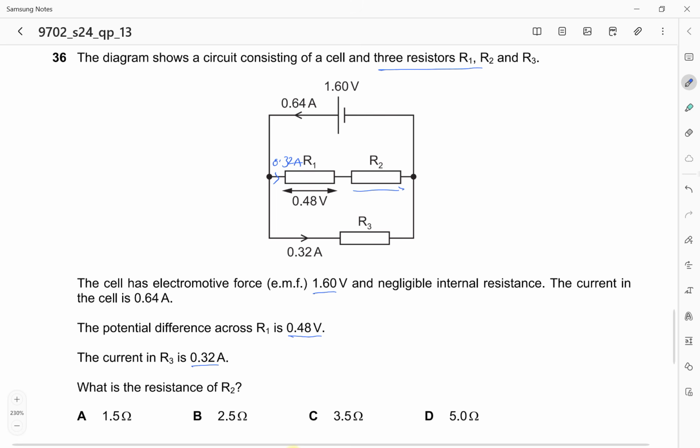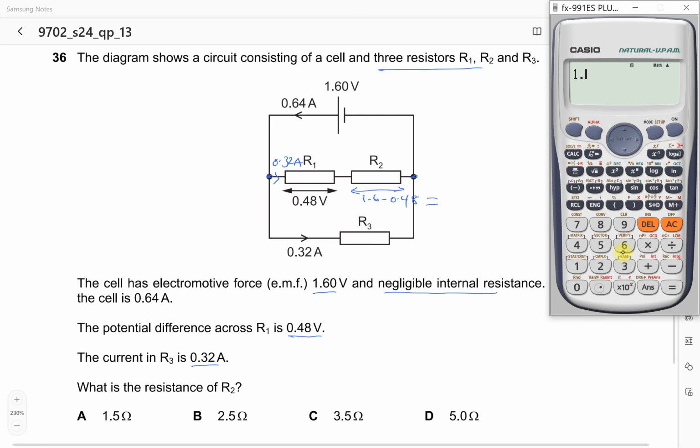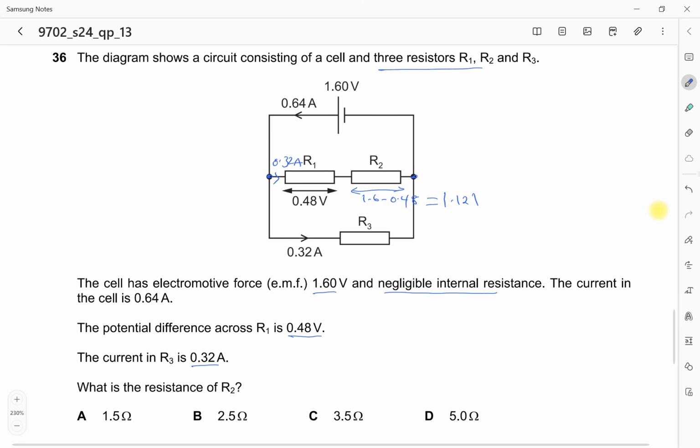So I just need the PD here, because the PD between these 2 points is going to be the same as the EMF, because the cell has negligible internal resistance. So this PD is going to be 1.6 minus 0.48. The PD across R2 is 1.12 volts. So if I want the resistance R2, it is going to be the PD divided by the current. So the PD is 1.12 and the current is 0.32.